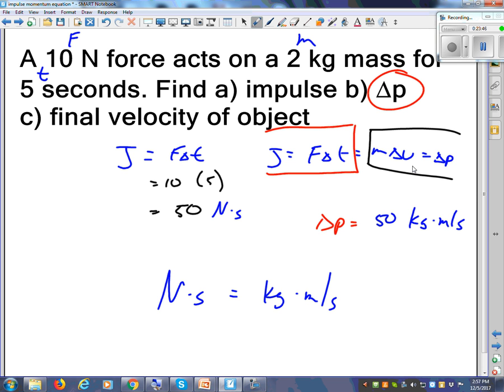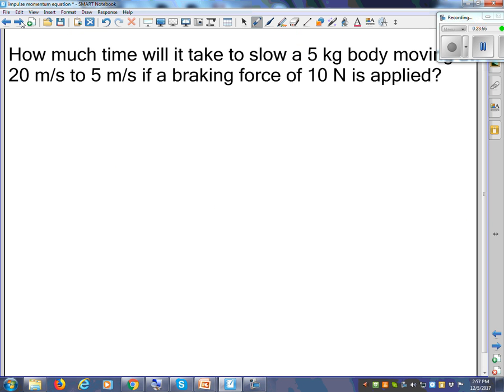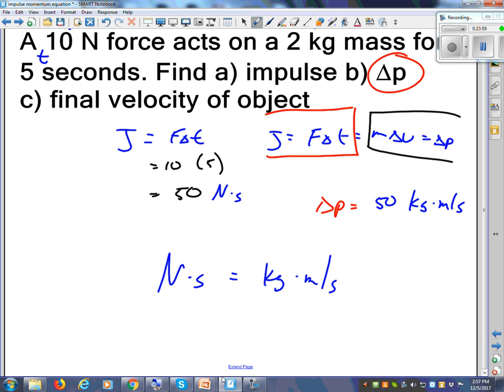How did we get talking about that? Equivalent, just used at different times. Okay. We didn't do C, the final velocity.